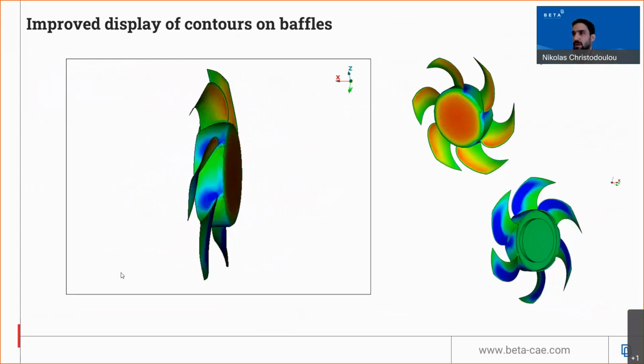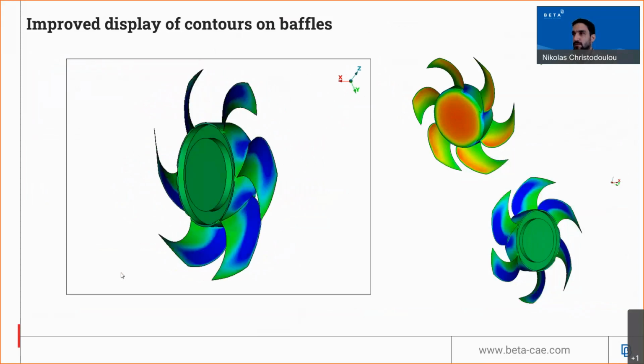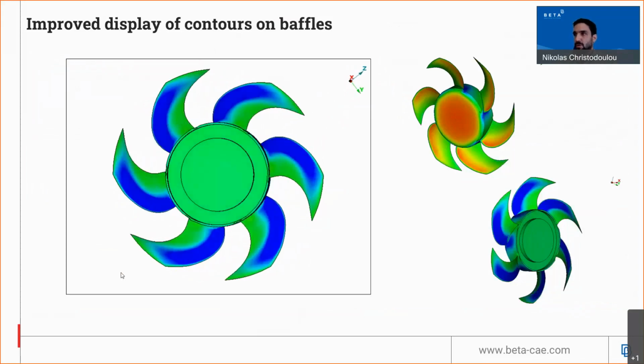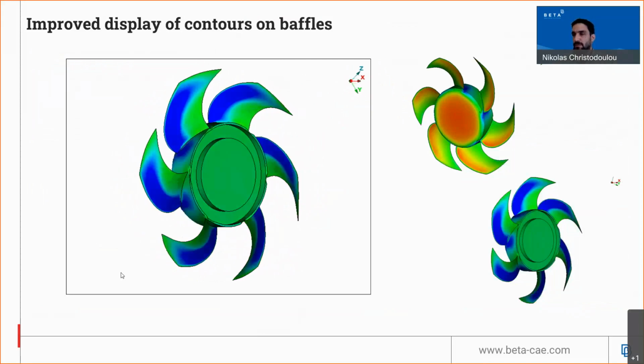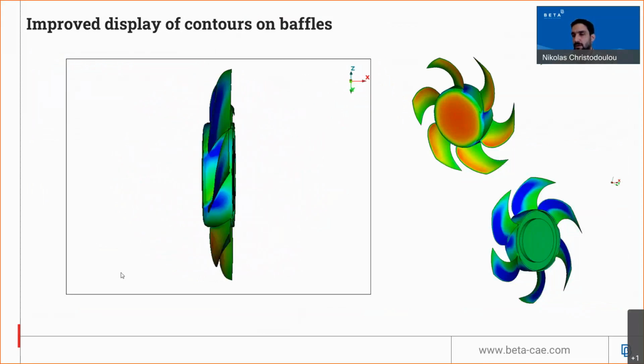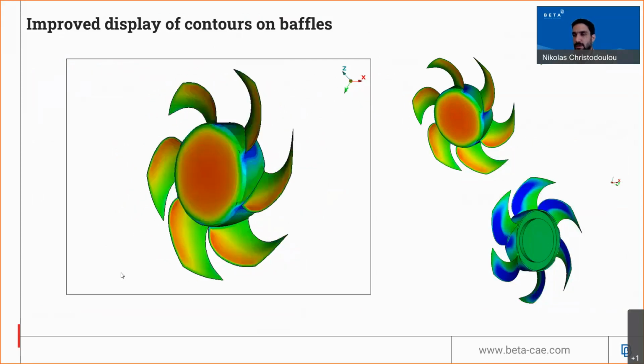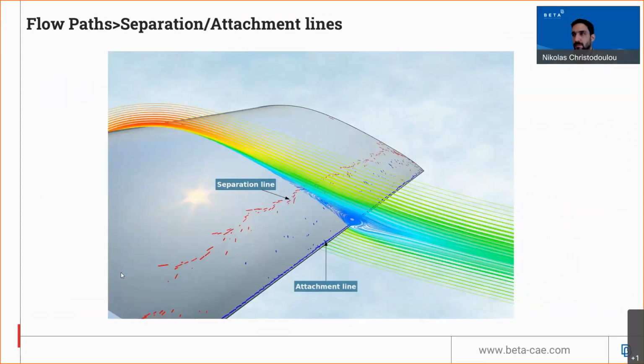META is also able now to display correctly the front and back side. This means the wall and the shadow wall of duplicate baffle zones, in other words, zero thickness faces. Another cool feature is that it is now possible to calculate and visualize lines along separation and attachment areas. Here, the separation line is colored red, as you can see, and blue is the attachment line.